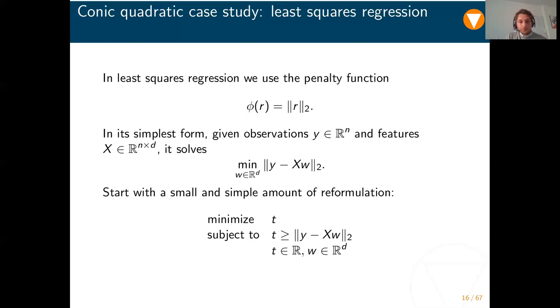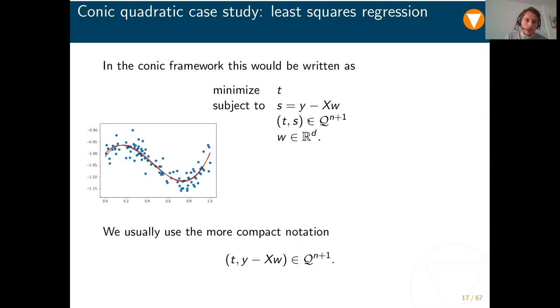And now, in order to put this in the conic framework, one thing you can do is you introduce yet another auxiliary variable, which you constrain to be equal to this thing of which you want to minimize the Euclidean norm. And then if you define s in this way, then t and s is just constrained to lie in the quadratic cone. So this is precisely a conic program in the standard form we have looked at before. And we see that, well, we got there with a small amount of reformulation. And this is one feature that we will see in some more examples. But still, we have seen our first example of a conic program.